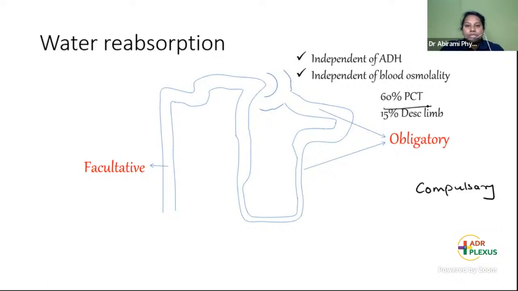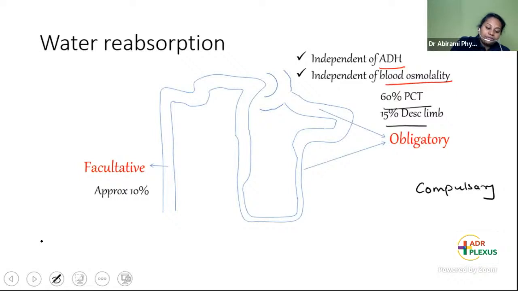60% of water reabsorption in the PCT and 15% in the descending limb are obligatory, which means compulsory. It is independent of ADH. It is independent of blood osmolality. But what about the facultative water reabsorption, which takes place in the medullary and the cortical collecting tubules? See, the word facultative means optional.